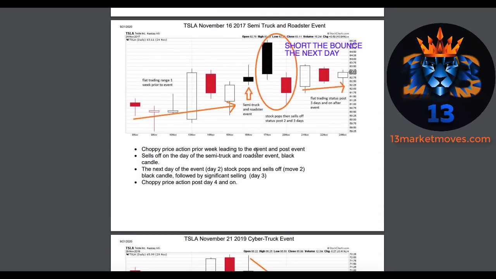Now look at this one, guys. It's the same thing. And now we're in 2017. Tesla announces semi-truck and roadster event. And initially the stock pops higher. Then it drops, finishes close to the lows of the day. And then it gaps down the next day. That gives you a huge move, guys. This gives you a huge move to profit on the stock.